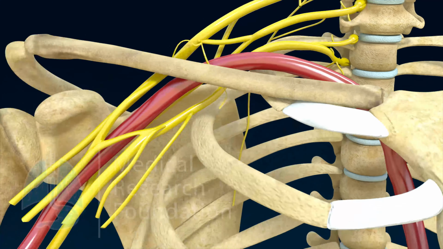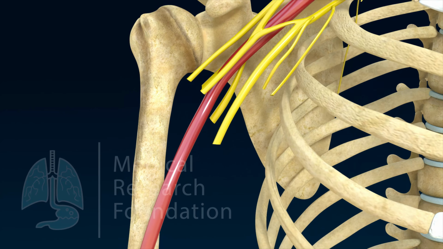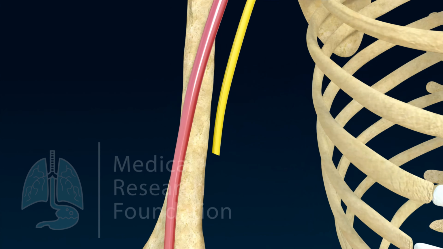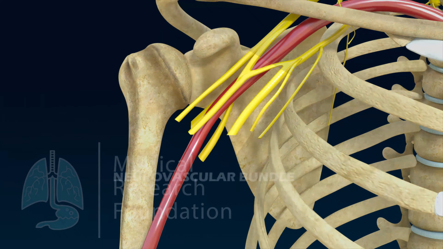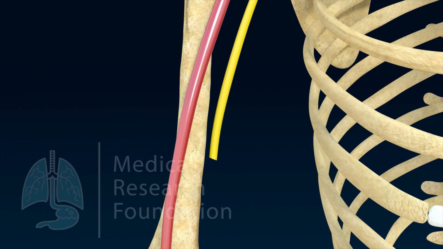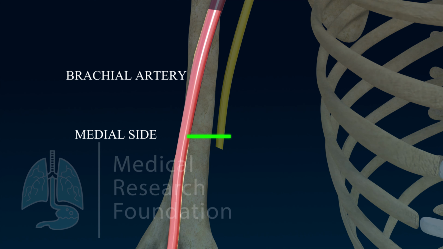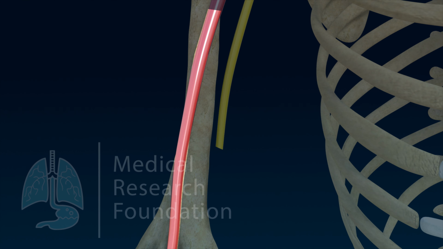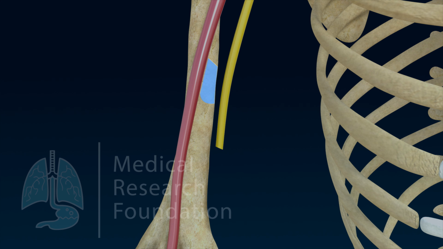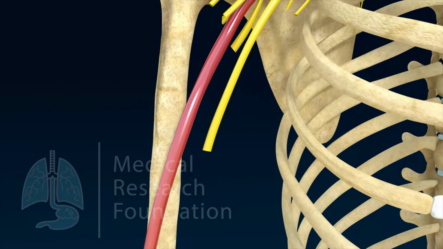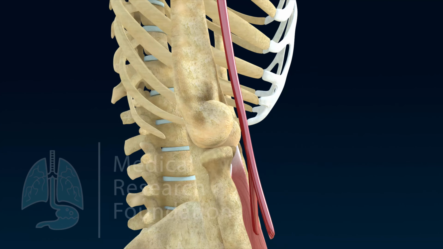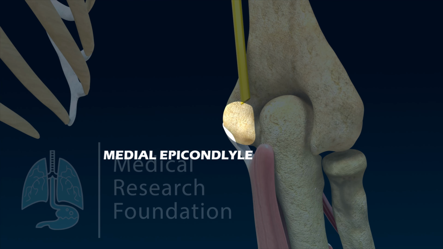In the axilla, the nerve lies medial to the third part of axillary artery. It enters the arm as part of main neurovascular bundle and runs distally along the medial side of the brachial artery up to the mid-arm, approximately at the level of the insertion of coracobrachialis, where it pierces the medial intermuscular septum to enter the posterior compartment of the arm and runs downwards to the back of the medial epicondyle of humerus.